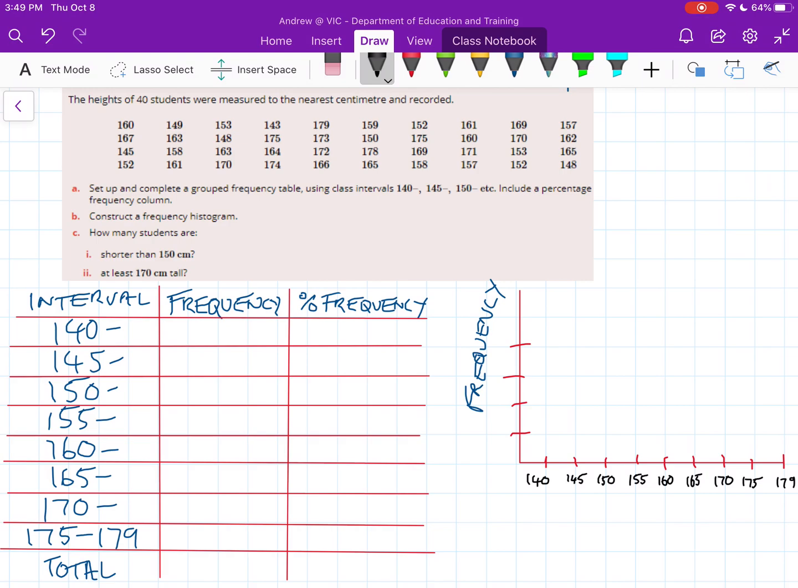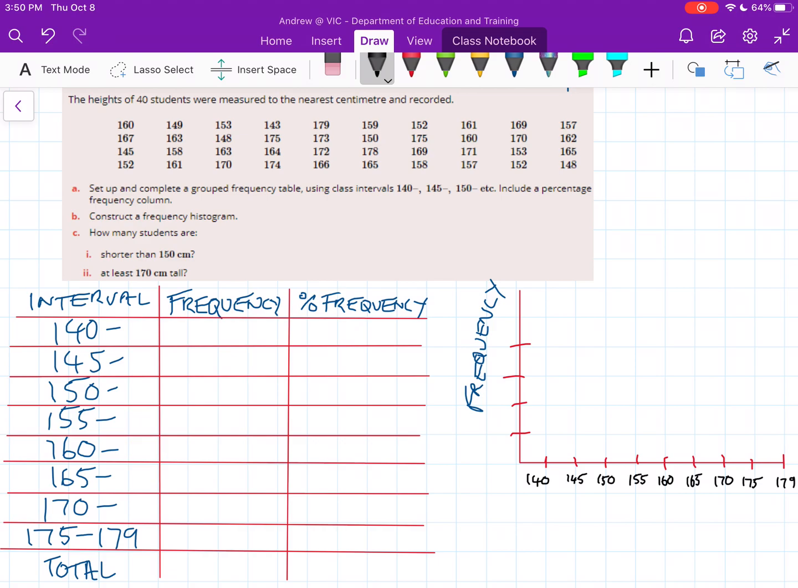So we've got the question here: the heights of 40 students were measured to the nearest centimetre and recorded, and they're all there. Set up and complete a grouped frequency table using class intervals 140, 145, 150, etc. Include a percentage frequency column and construct a frequency histogram, and then we've got some questions to answer after that. So here we can actually get started.